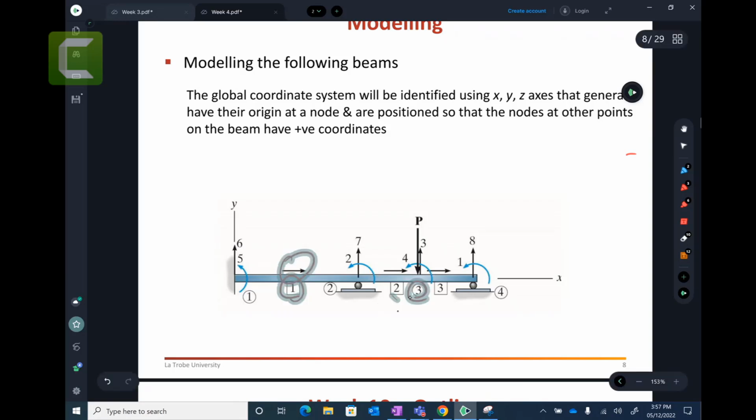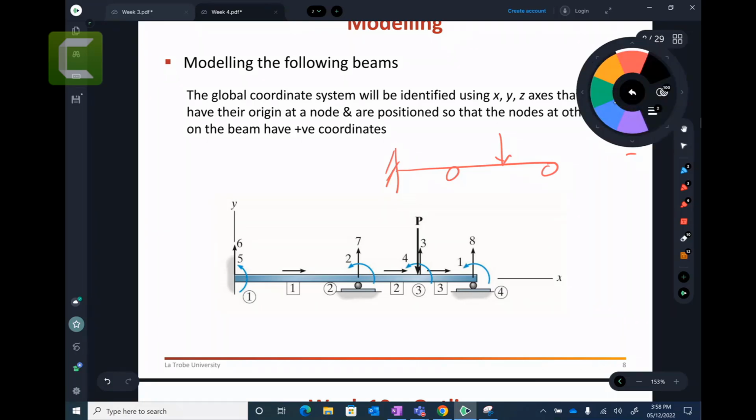Now, once you've done this, the next step is to assign the degrees of freedom. Here you have a vertical degree of freedom and a rotation degree of freedom. You have a vertical degree of freedom and a rotation degree of freedom. At every node, you put the location degrees of freedom. That is the degrees of freedom that we are going to put in.